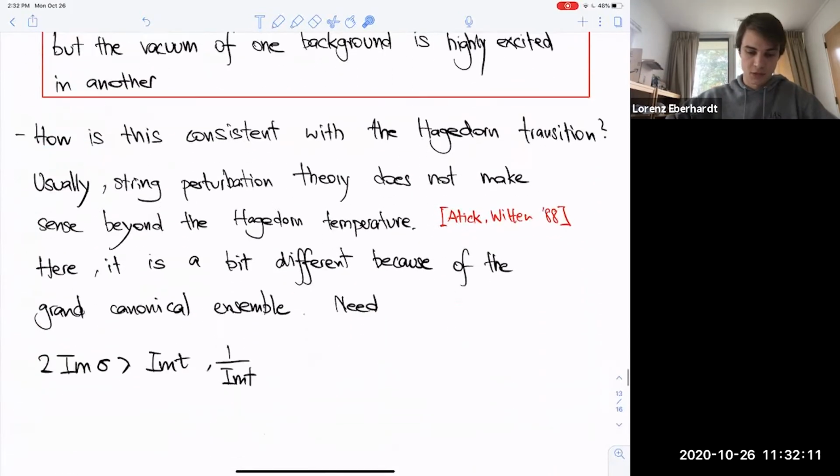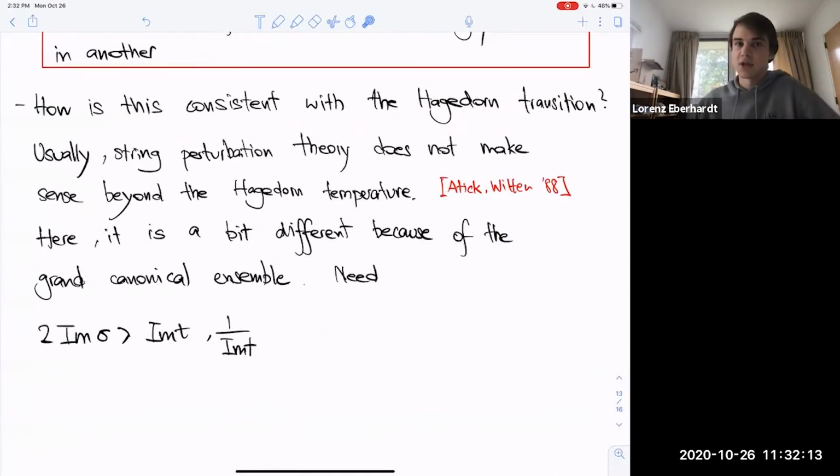Okay. Another question you might have is how is that consistent with the existence of a Hagedorn transition? Or not consistent perhaps, but so usually if we do string perturbation theory in some thermal background, then it does not make sense beyond a certain temperature, which is the Hagedorn temperature. So there the free energy blows up a lot. Or also equivalently on the thermal cycle, you have a tachyon. So you might be worried that this happens here at some point, and so you should not be able to trust this computation if you raise the temperature beyond that temperature.